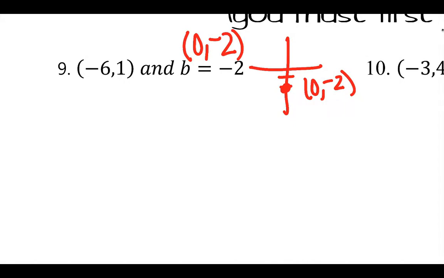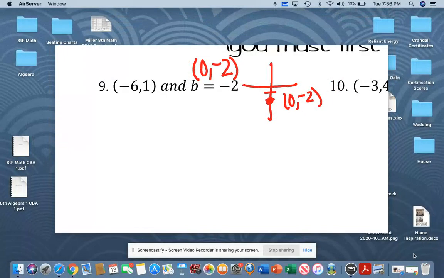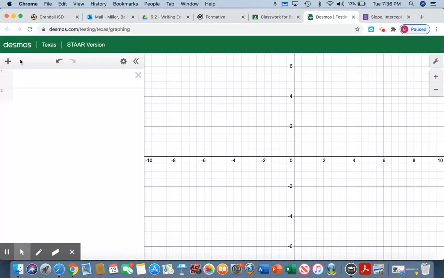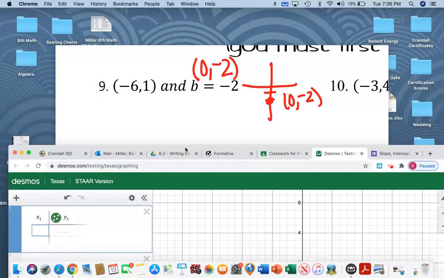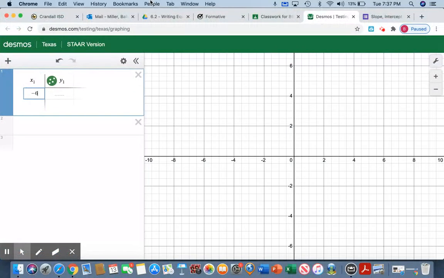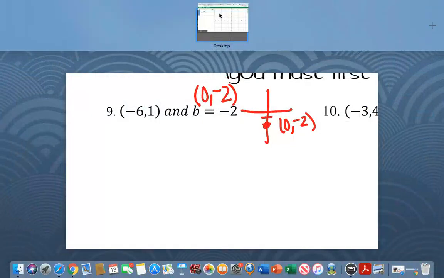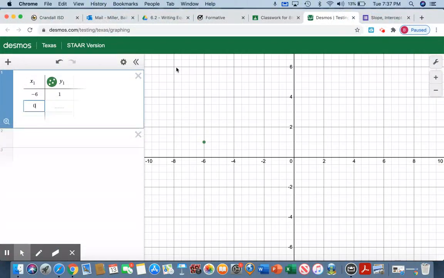We can do the equation, or we can use Desmos, which is what I'm going to do. So in Desmos, I'm going to hit this plus button and hit the table. Now here's where my x's go. Here's where my y's go. My first x is -6 and my first y is 1. So I'm typing -6 and the y for that one is 1. My next pretty point is 0, -2. So come back here. So I'm going 0 for the x, -2 for the y.